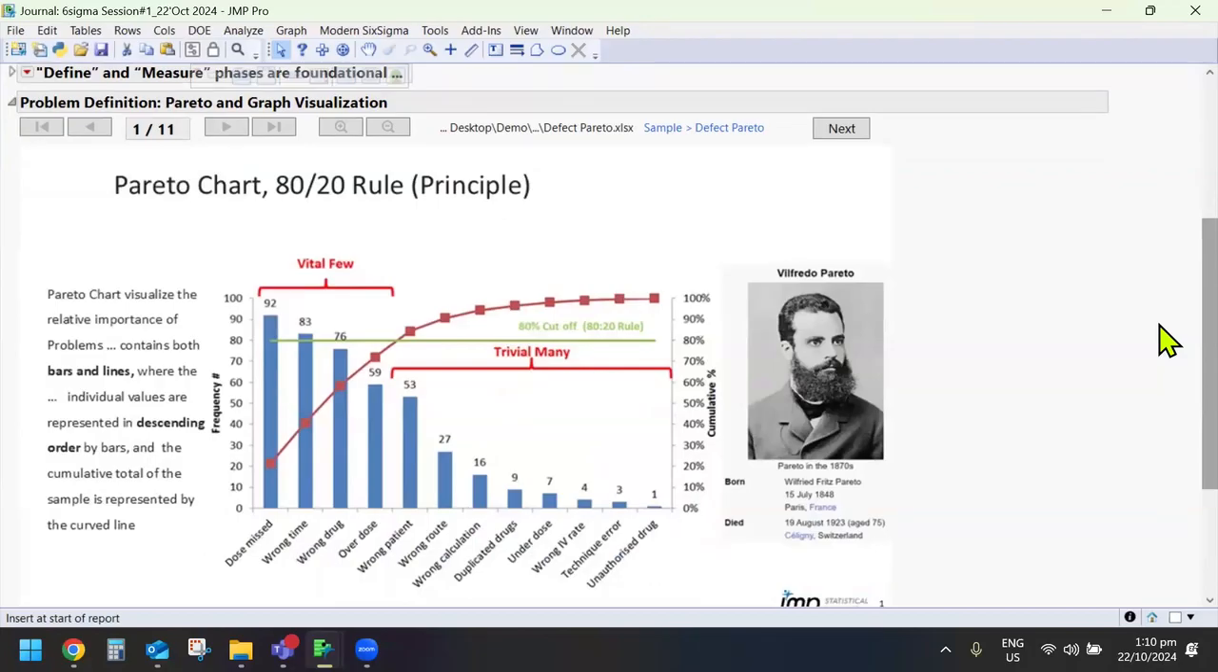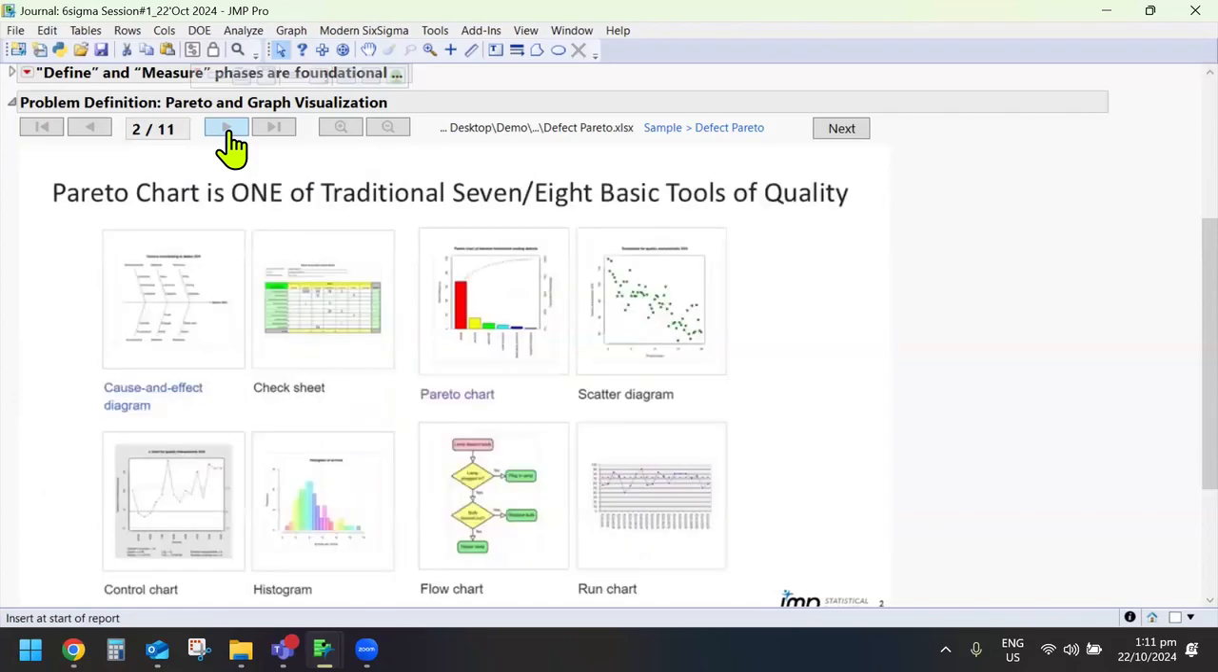Let's move on to our first topic, which is the problem definition. This is the first thing we need to do for any of the projects, right? So we use a Pareto chart, we use the 80-20 rule or principle. The Pareto chart is one of our traditional 7 or 8 basic tools of quality.